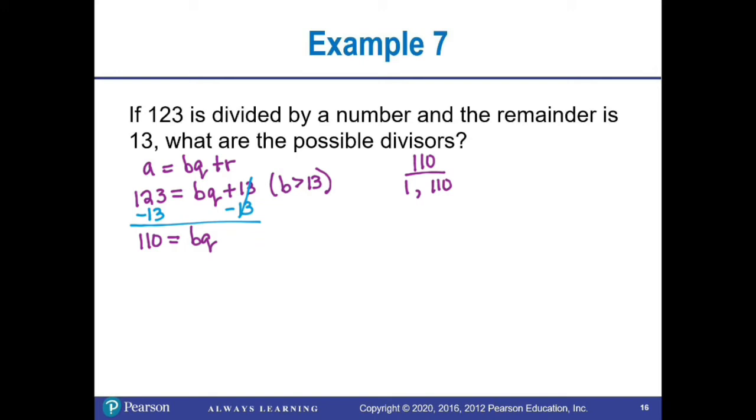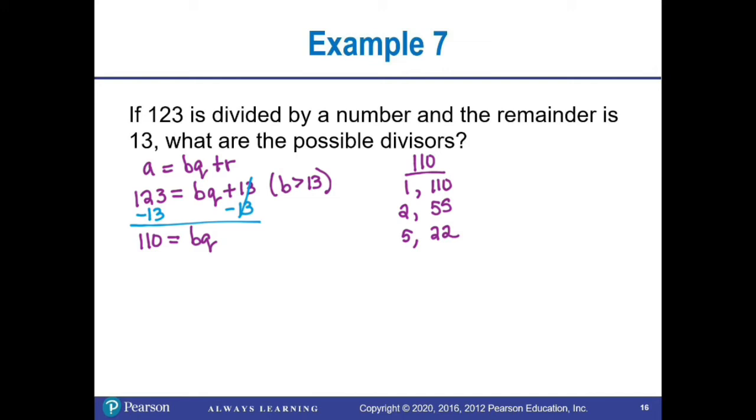And one thing I've learned is that if I start thinking in order and counting 1, 2, 3, that's going to help me get all of those divisors a little bit easier and make sure I don't skip any. So after 1 comes 2. Well, 2 goes into 110 55 times. After 2 is 3. 3 does not divide into 110. Then we have 4. 4 does not divide 110. 5 does divide 110, and 5 goes into 110 22 times.